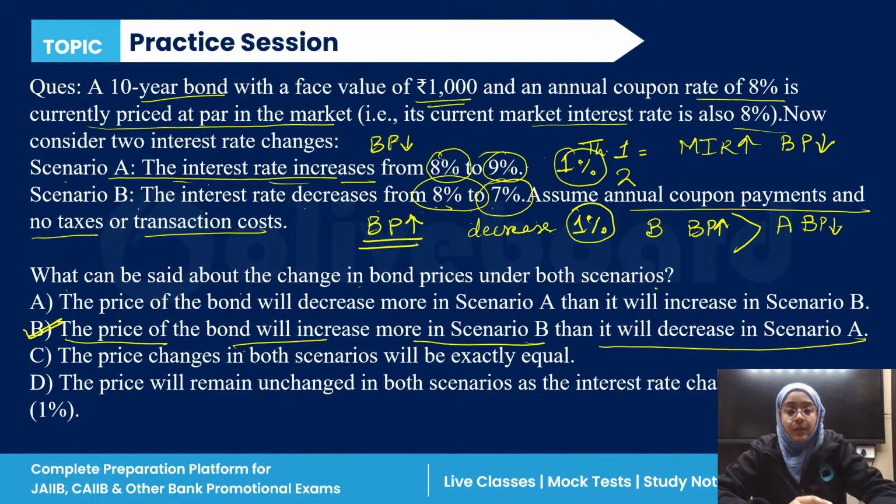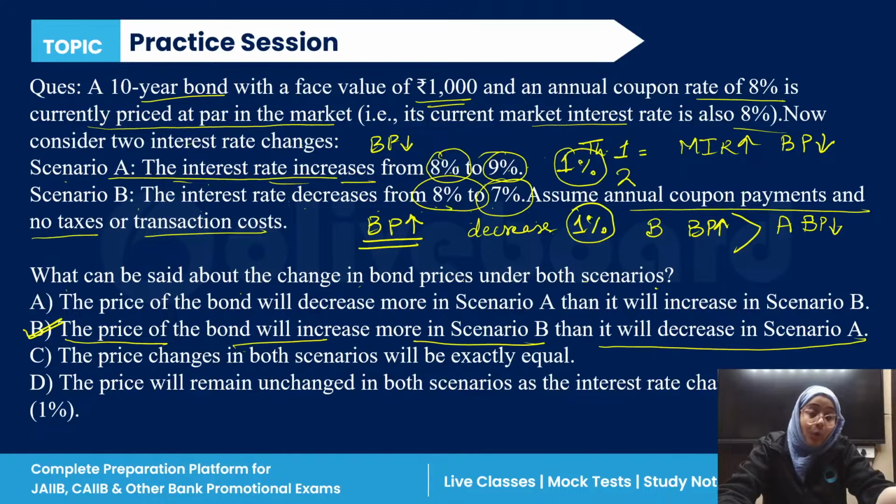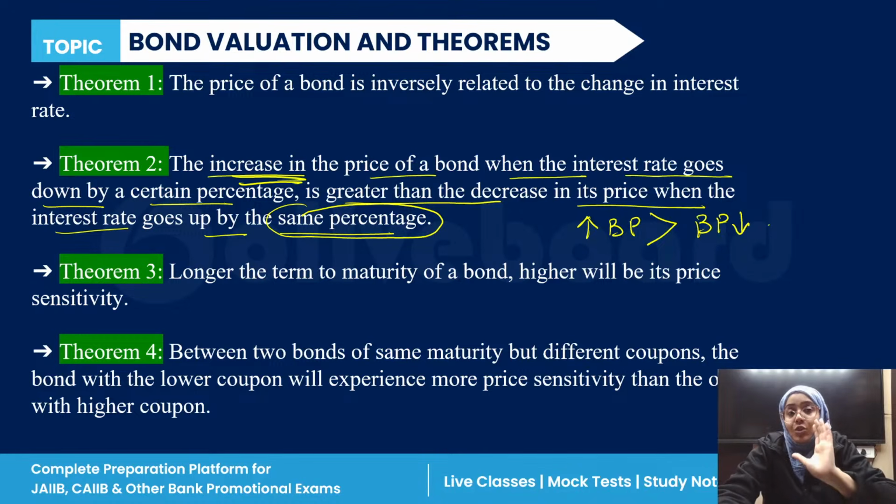Done? Now, these are the four bond theorems which you have to learn by heart. Everyone, learn the four bond theorems by heart because the question can be asked directly or indirectly or as some sort of complicated question. So this is a very complicated question that can be asked. You have to understand the bond theorems. That is very, very important for all of you.